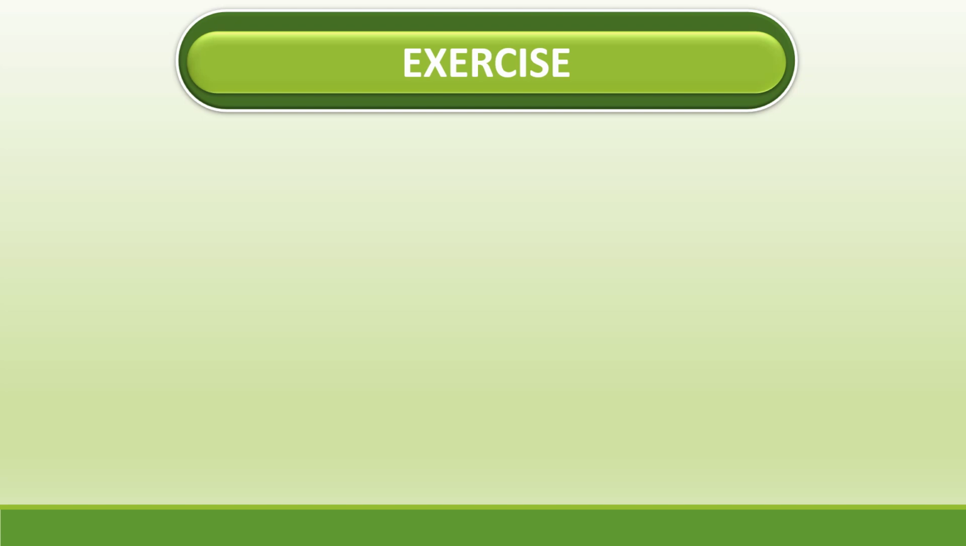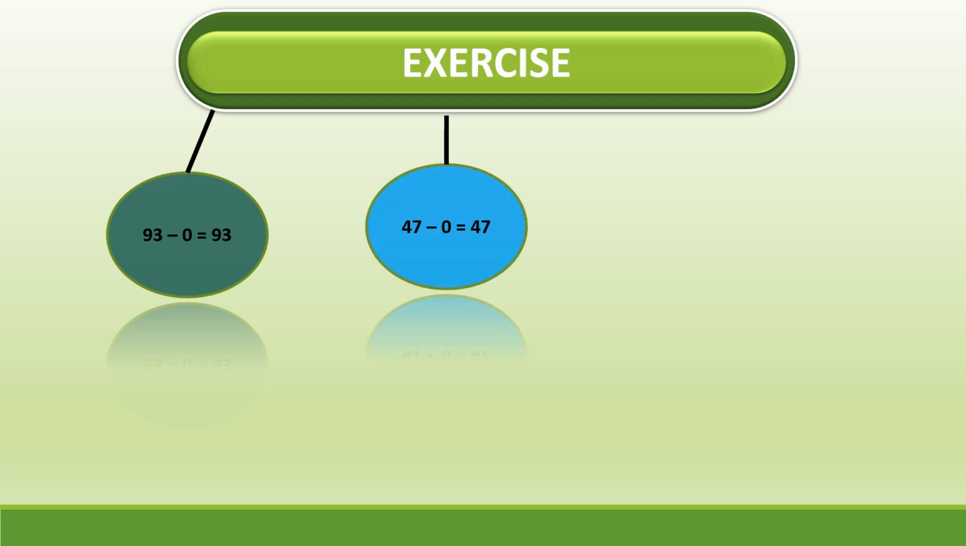Here we have the exercise. So the first exercise is you need to take away 0 from the numbers. So the first one, 93 minus 0 equals how much? It is 93. When you take away 0 from 93, the answer you get is 93 itself. The next one, 47 minus 0 gives how much? 47.